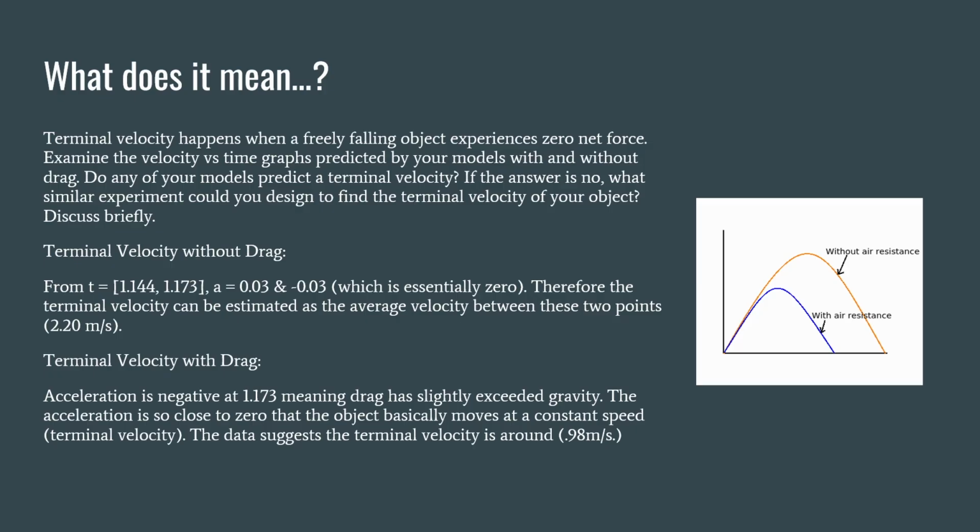Fundamentally, terminal velocity without air resistance will always be greater than the terminal velocity with air resistance, and we also found that to be true. So for terminal velocity without drag, we can estimate between these 2 points that the acceleration is basically 0. So we can say that our average velocity between those 2 points was 2.2. So that could have been our potential terminal velocity.